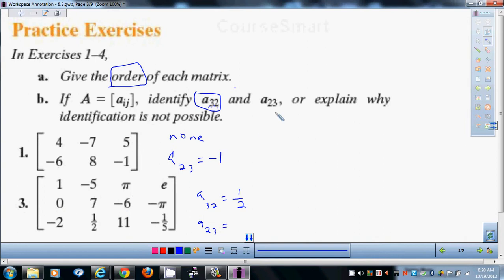Now, the order of a matrix. Every matrix has dimensions, right? This one has 2 rows and 3 columns, so it is a 2 by 3. This one has 3 rows and 4 columns, so it is a 3 by 4. Okay? Those are the dimensions.